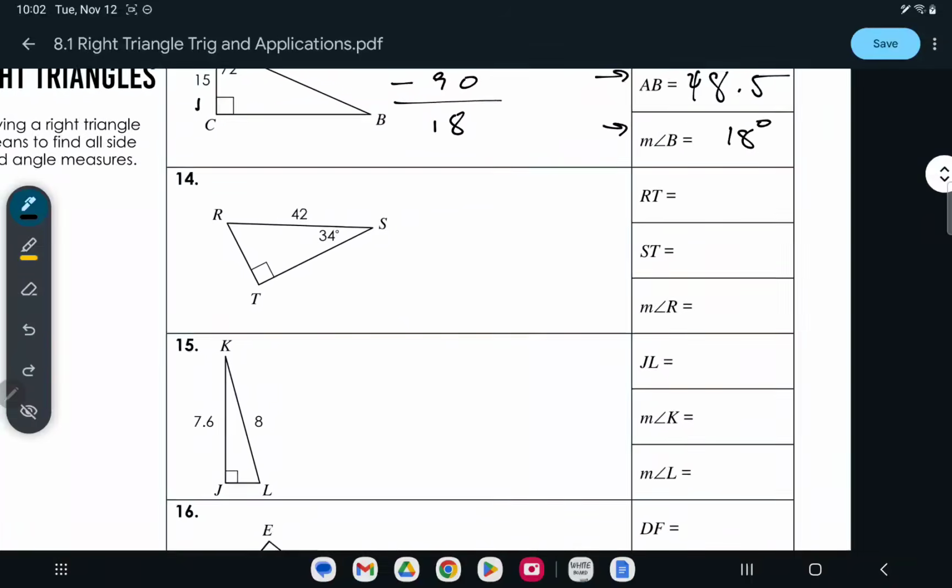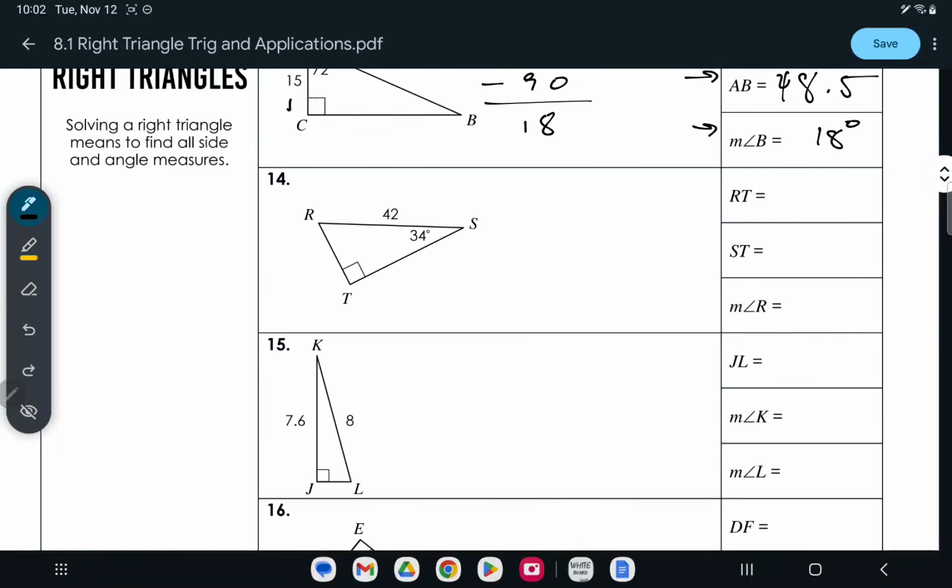Okay. Do it all again. So RT would be opposite and hypotenuse. So sine of 34 is opposite over hypotenuse. So that's 42 sine of 34, which gives 23.5.